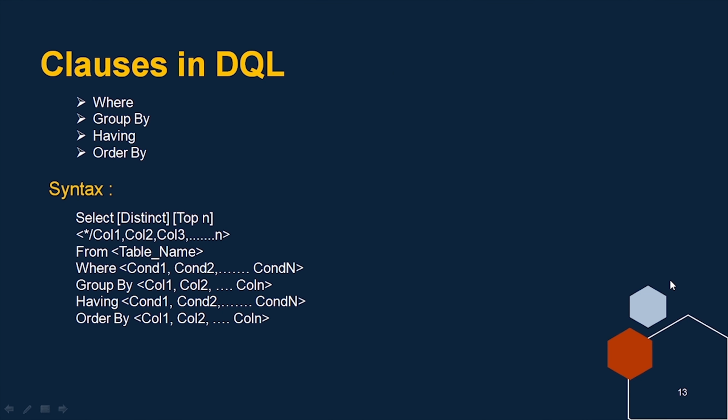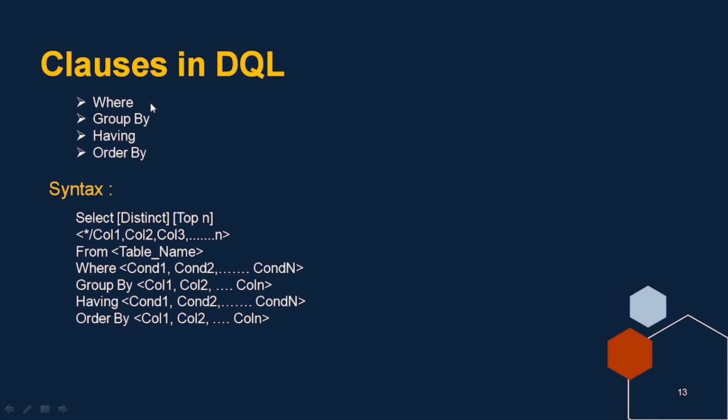Clauses in DQL. In a DQL statement we have many clauses like where, group by, having, order by. First we will understand the where clause. It is used to extract only records that fulfill the specified condition. Based on the condition present inside the where clause, if that condition is satisfied, the result set will be prepared.